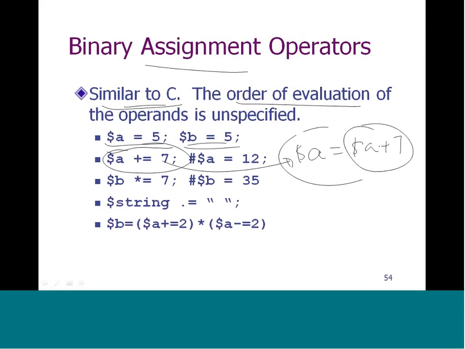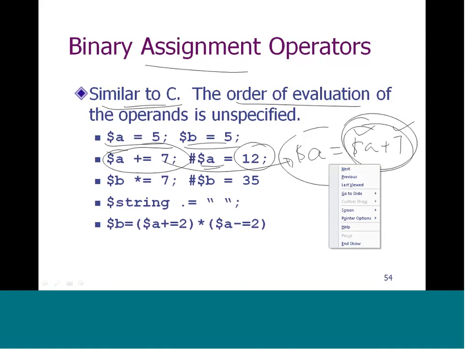Okay, so in this case the $a will have a value of 12 because that's the value that it settles at. So whether this is evaluated first or this is evaluated first, it doesn't matter. This introduces some kind of ambiguity later on. We will talk about that actually. And now we come to this.